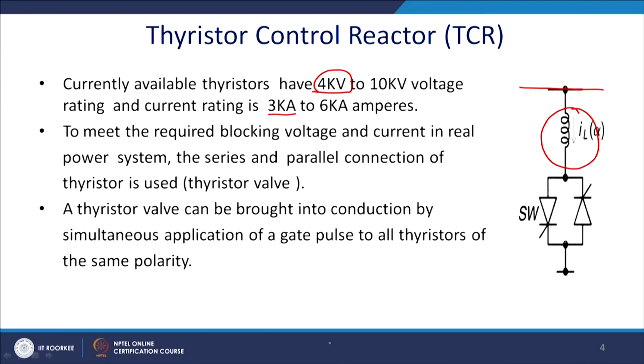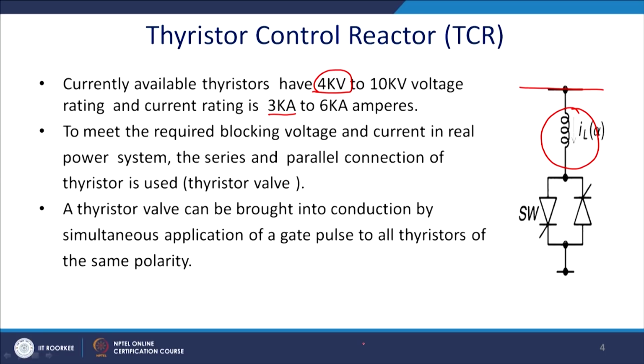Sometimes, to meet the required blocking voltage and current in a real power system, where it has to handle power in the range of thousands of megawatts or megavars, series parallel connections of thyristors are used, and these are called thyristor valves. In Hingorani's book you will find a few case studies where power handling capabilities of a few megavolt-amperes have been reported for TSR. A thyristor valve can be brought into conduction by simultaneous application of gate pulses to all the thyristors of the same polarity.